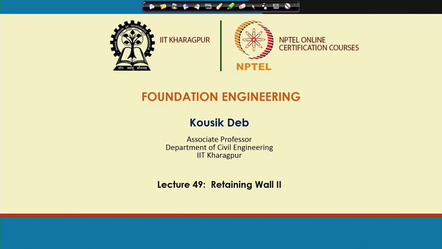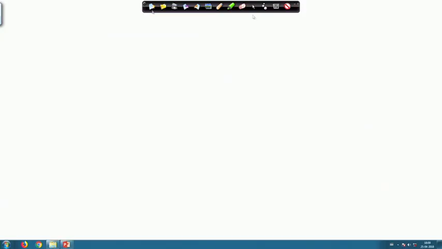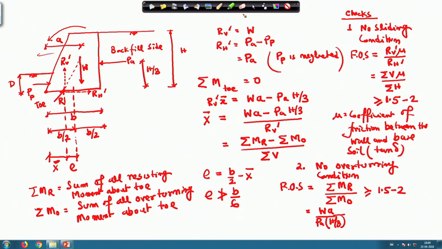So, last class I discussed the two checks that we have to do to design a retaining wall, and in this class I will discuss the two more checks that we have to perform during the design of a retaining wall. Okay. So, these were the things that I discussed. Then this is the factor of safety under no sliding condition. This is the factor of safety under no overturning condition.